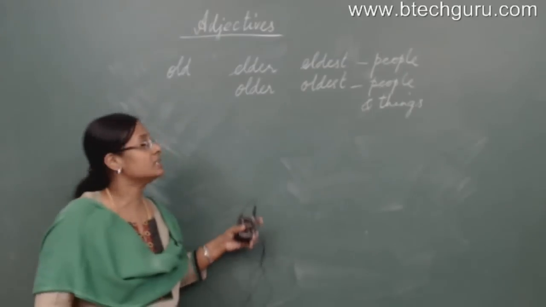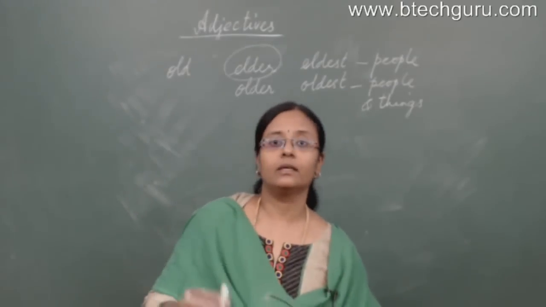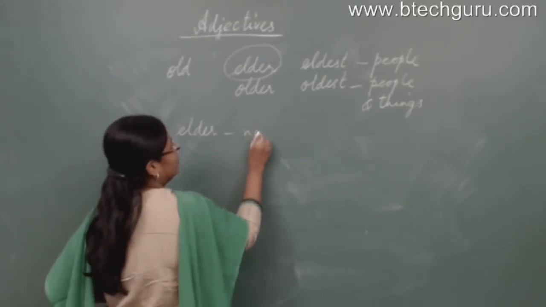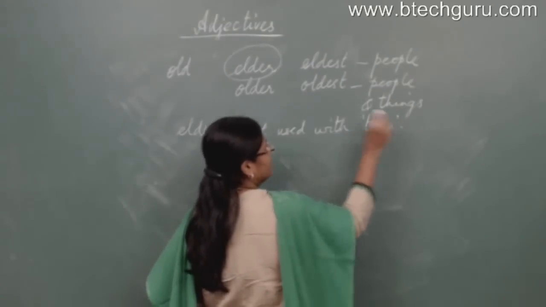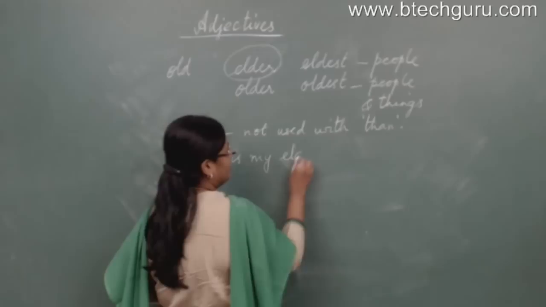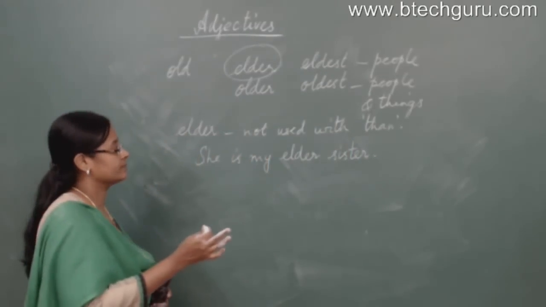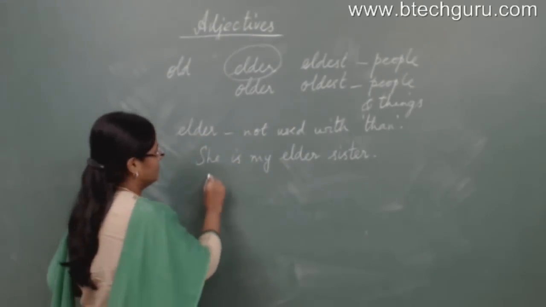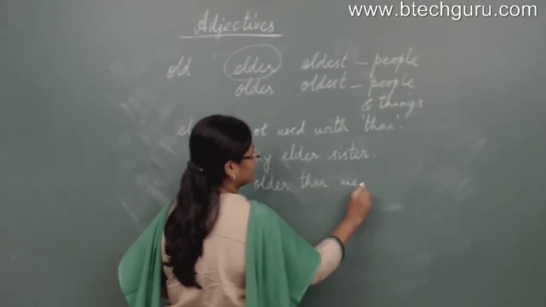And another thing to remember here is the word elder is not used with than. We don't say she is elder than me. In that case, you have to say she is older than me, right? Elder, you make a note of it somewhere. Not used with than. Though it is a comparative degree, we don't use it with than. We simply say, she is my elder sister. It just talks about the seniority. Whereas older and oldest, it's about the age. She is older than me, not elder than me. Okay?